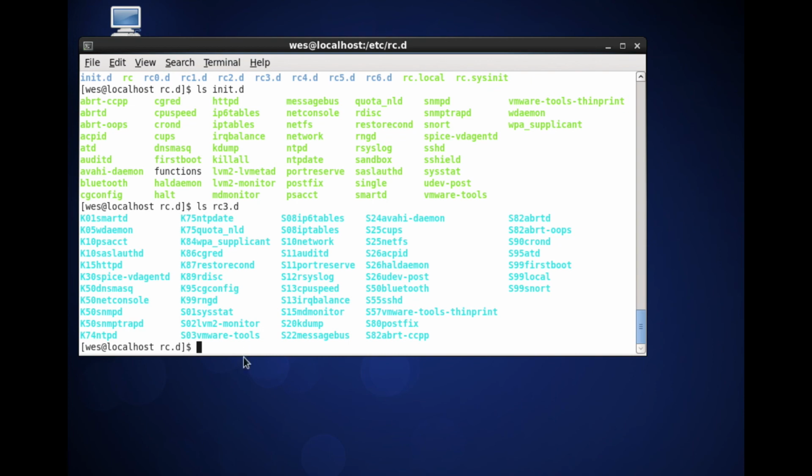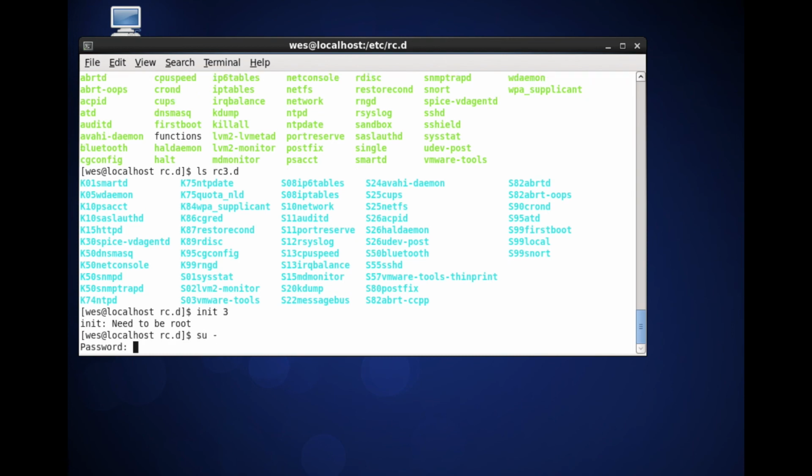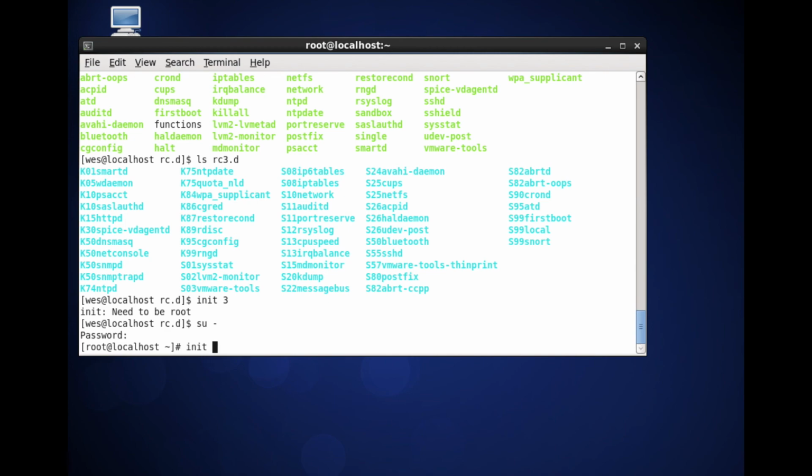So let me illustrate this for you. Let's by hand or manually switch run levels. So we can use the init command. So I'm going to switch to run level 3. What this is going to do is it's going to go right in here, see? And it's going to kill any of these things that happen to be running if they are. If not, it moves on. And then it's going to start everything that's in each of these. Okay, so let's watch this in action. Well, I guess I need to be root first. Okay, so we're going to init 3.